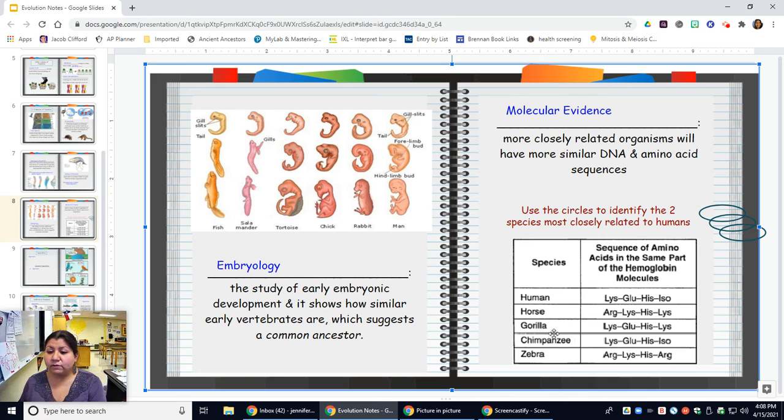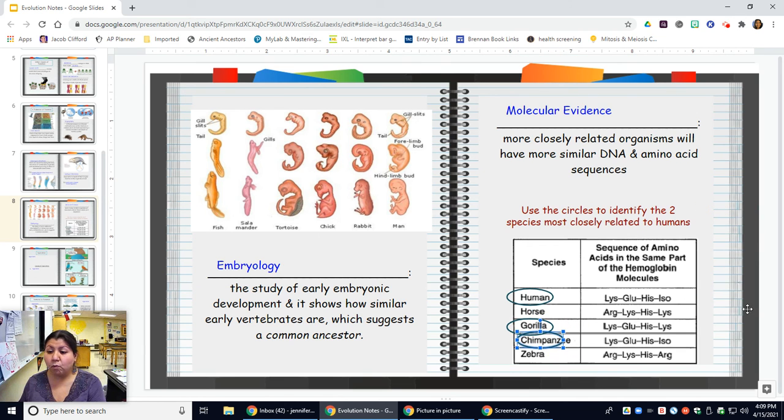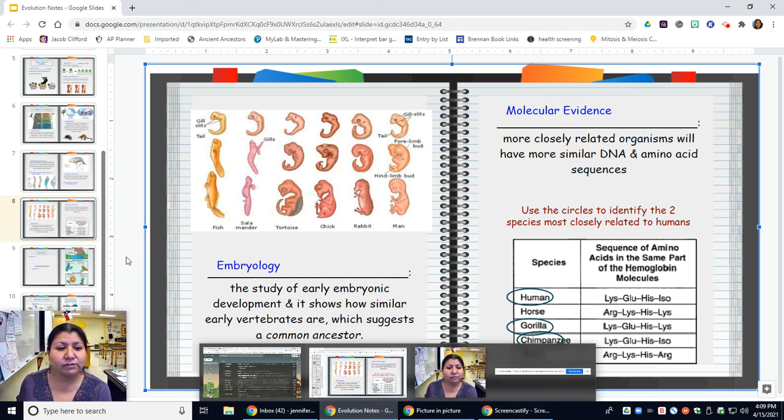If I look at a human versus a gorilla and a chimpanzee, again, okay, the first 3 are similar. So we have lysine, glutamine, histidine, lysine, glutamine, histidine, and lysine, glutamine, histidine. Okay, so it's just these last ones that are different. And we can see that for humans, isoleucine is different from the gorilla, which is lysine. But we have the same sequence of amino acids as a chimpanzee. Okay, so here's my human. Okay, so I know a gorilla is closely related, and a chimpanzee. A chimpanzee is more closely related, though, than the gorilla based off of these amino acid sequences. So hopefully you understand all of this.